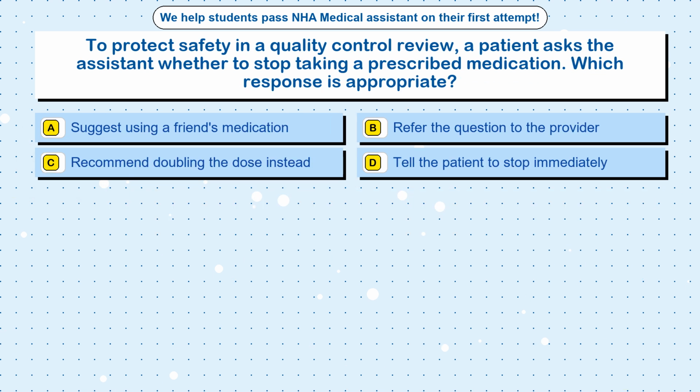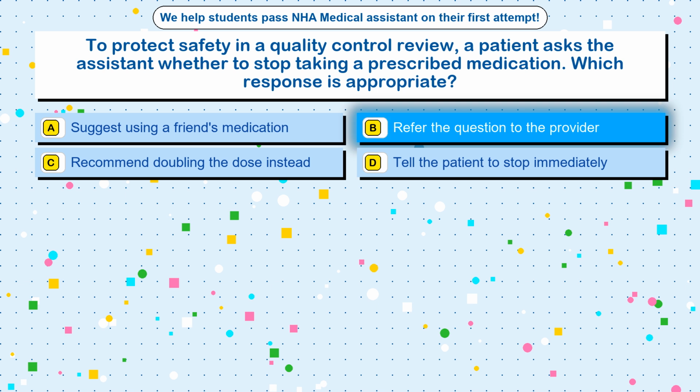Question 17. To protect safety in a quality control review, a patient asks the assistant whether to stop taking a prescribed medication. Which response is appropriate? Option A, suggest using a friend's medication. Option B, refer the question to the provider. Option C, recommend doubling the dose instead. Option D, tell the patient to stop immediately.